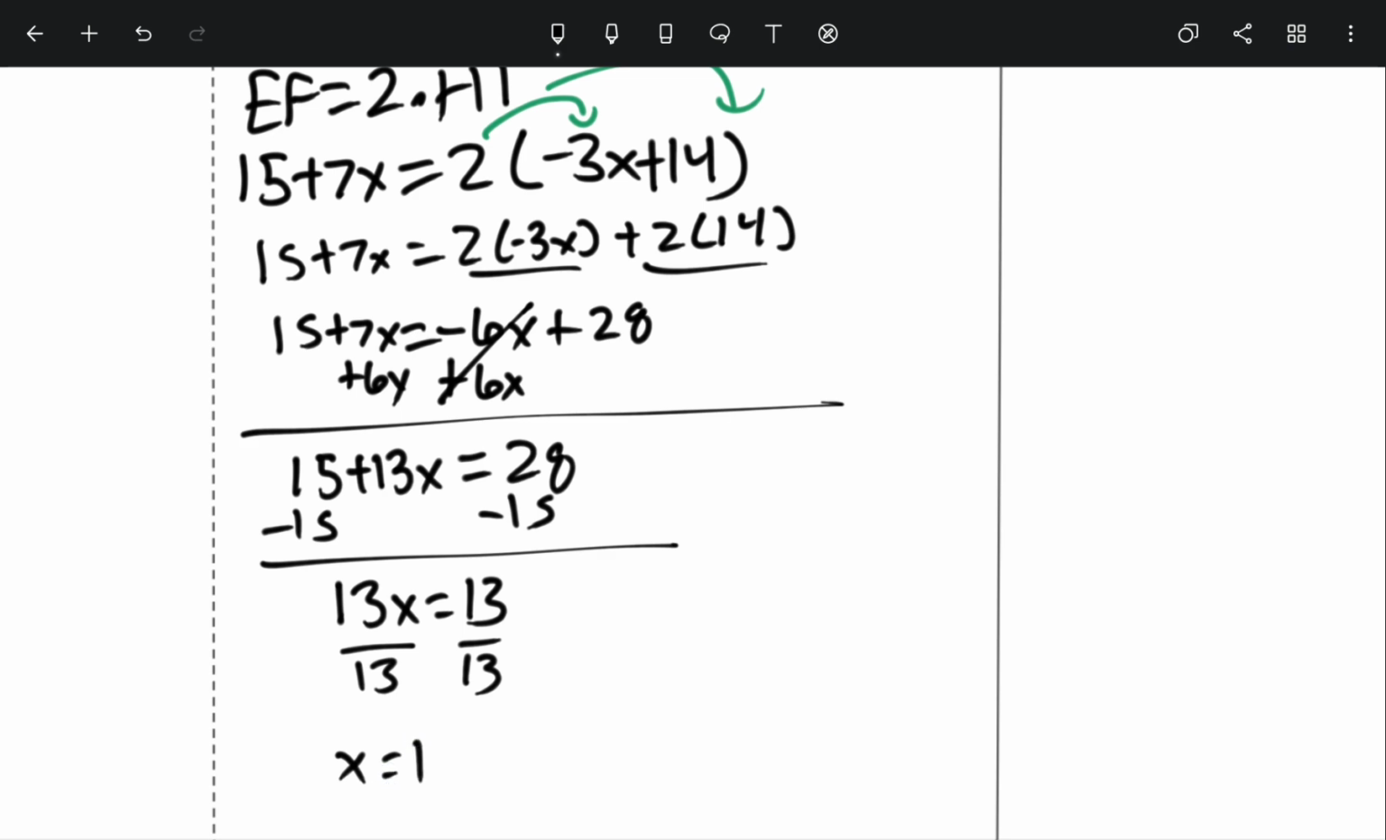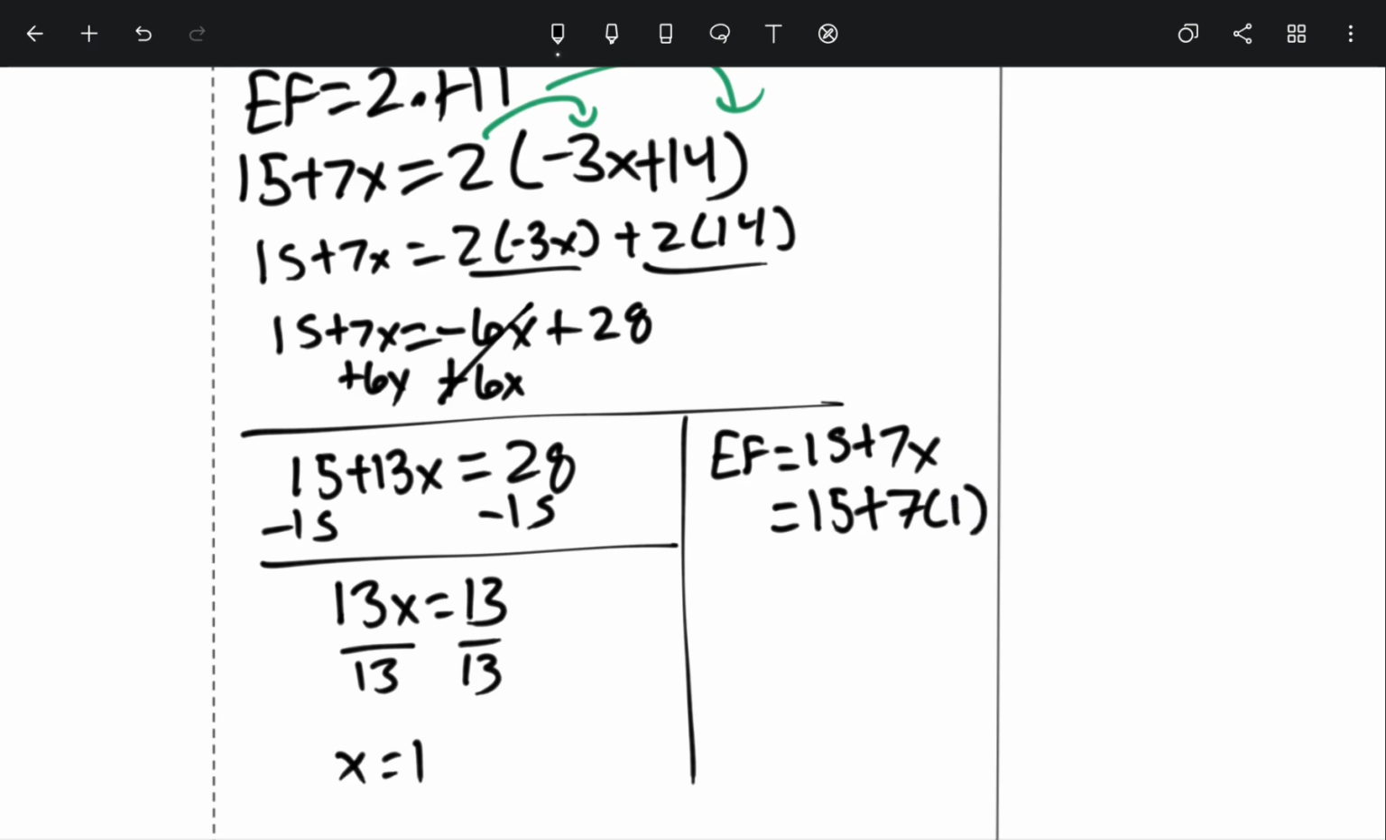Now we're not done yet because we want to find what EF equals. So remember, EF equals 15 plus 7x. That was given to us in the problem. So I'm going to plug in my 1 for x. So we get 15 plus 7 times 1, which is the same as 15 plus 7, which is equal to 22. So EF is equal to 22 units across.